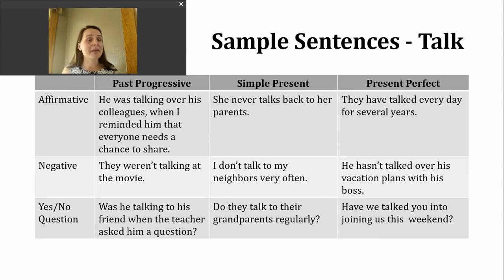Finally, if we want to make a yes or no question in the present perfect, we'll start with have or has, then our subject, and then the participle form, the ed form of the verb in this case. Have we talked you into joining us this weekend?